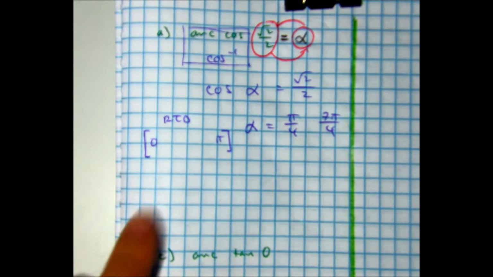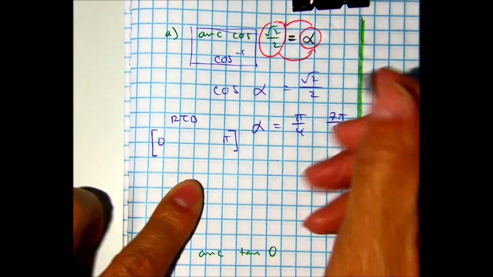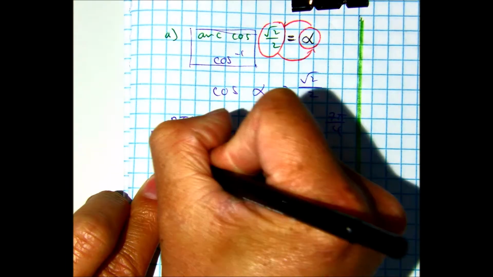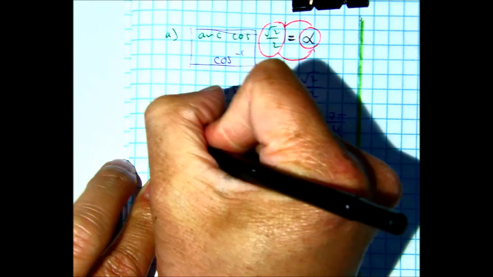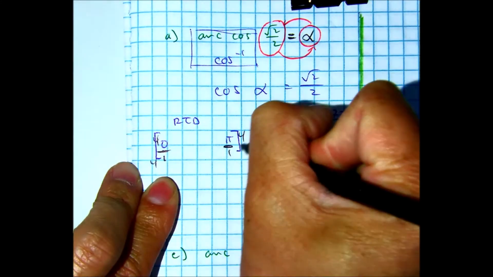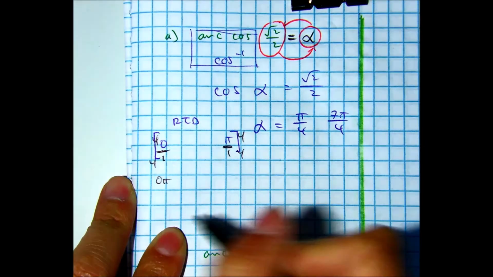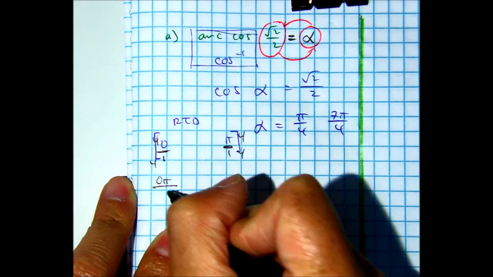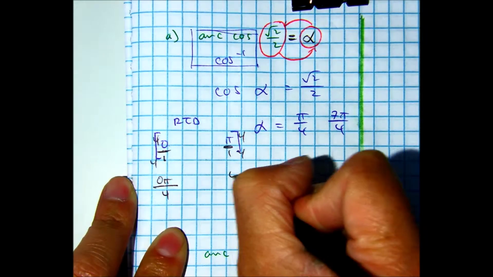I need a common denominator. What's our lowest common denominator? 4. Look. Make it a fraction by 1. These have 4s. So I'm going to multiply by 4. So I get 4 times 0, which is 0 pi in some ways, over 4, and then this one's going to become 4 pi over 4.